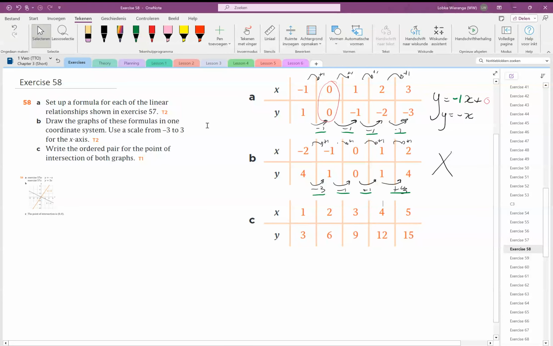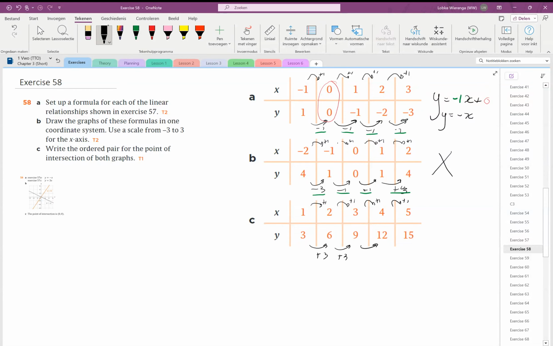The last one, first we need to check whether it's linear. Over here, it's every time plus 1, plus 1, plus 1, and plus 1. And over here, it's plus 3 for every single step. Okay. We need this number in our formula. So we start with y is, then this number, and then x plus, and then the number that's under 0, but that's a little strange because we don't see a 0.